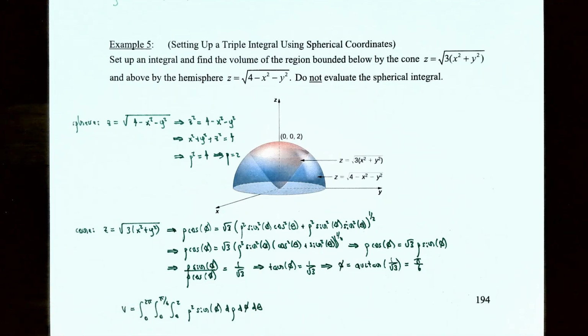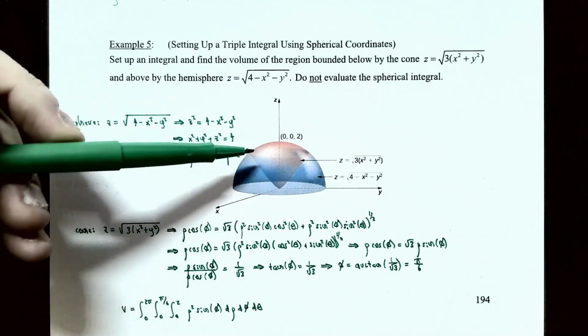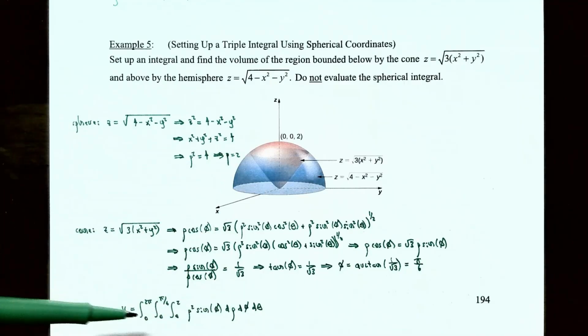We want the entire region bounded below by the cone and above by the sphere. So we want theta to go between the values 0 and 2 pi. That would correspond to the values on the outside integral. So this integral would find the volume of the region bounded below by the cone, z equals square root 3 times the quantity x squared plus y squared, and then also above by the hemisphere, z equals square root 4 minus x squared minus y squared.